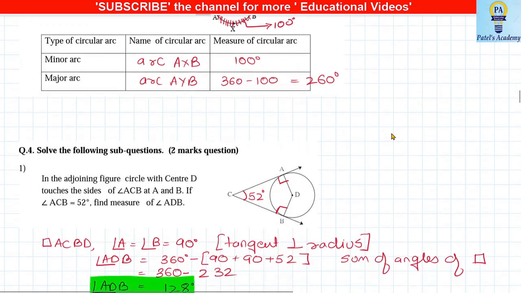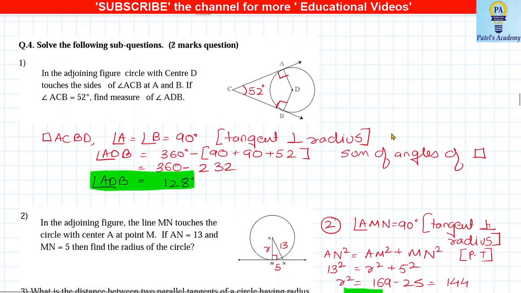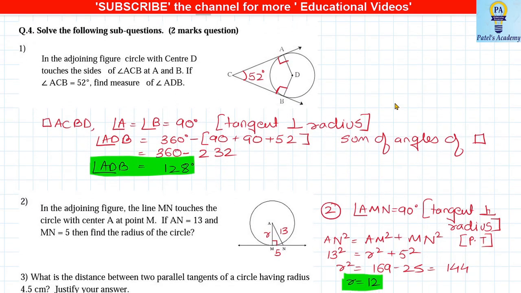Okay, now let's see question number 4. Easy and a typical sum. They have given angle C as 52 degrees. From the figure we can say that angle A and angle B are 90 degrees because the tangent is perpendicular to the radius. So in a quadrilateral, if I have three angles, how do I find the fourth angle?